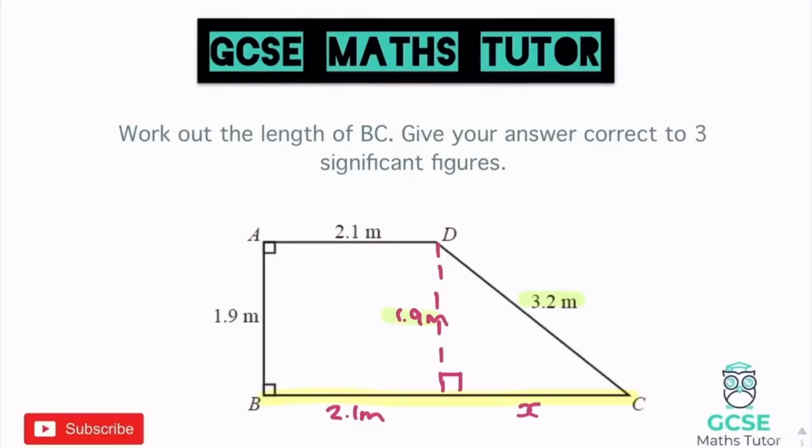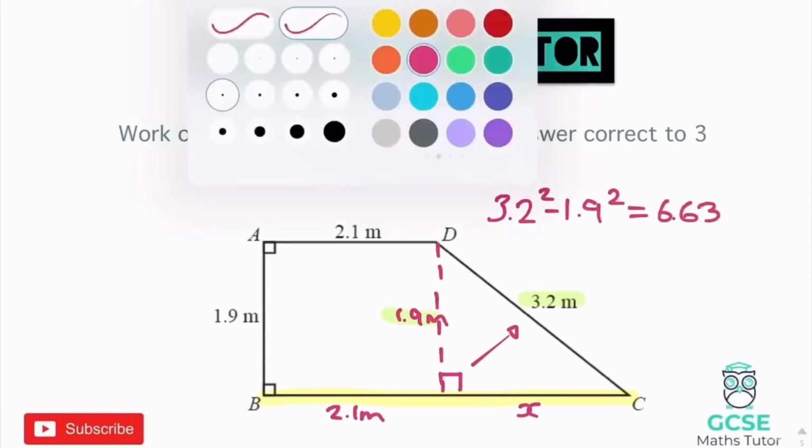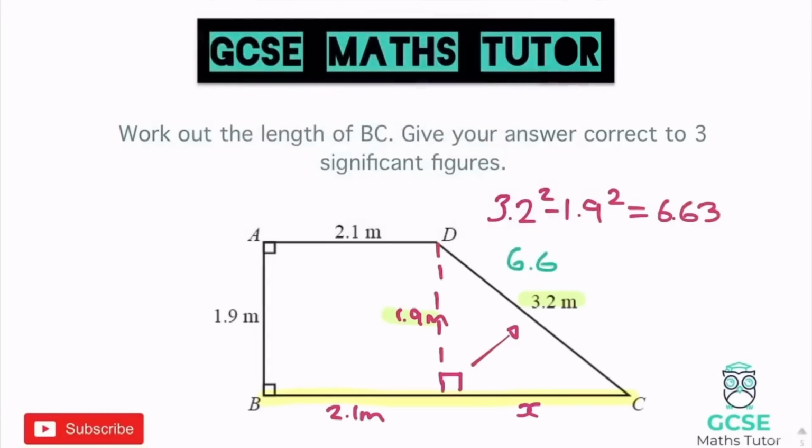So looking at that right angled triangle we've got the hypotenuse, look, opposite our right angle, so we're going to do square, square, and then minus, and then root. So 3.2 squared, take away 1.9 squared, we'll work that out and then root the answer. So on the calculator, 3.2 squared, take away 1.9 squared, and that equals 6.63. There we go, 6.63. So square rooting that, the square root of that equals 2.5748 and a few more decimals.